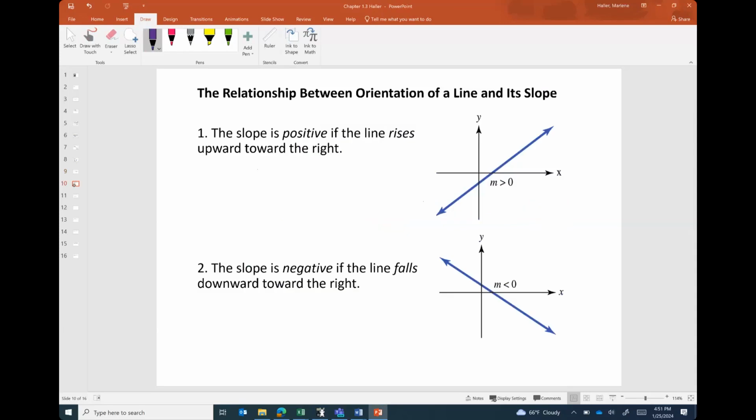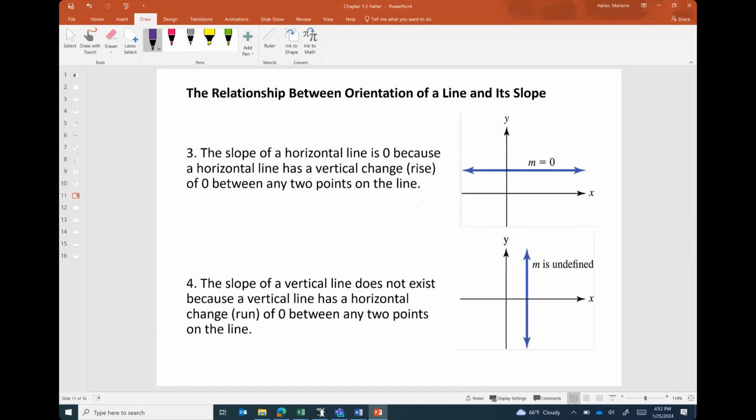All right, so when we have a line that is sloping upward, like a plane taking off, it has a positive slope. When we have a line that is slanting downwards, like a plane landing, we say that that's a negative slope. Again, horizontal lines have a slope of 0 because there is no vertical change.